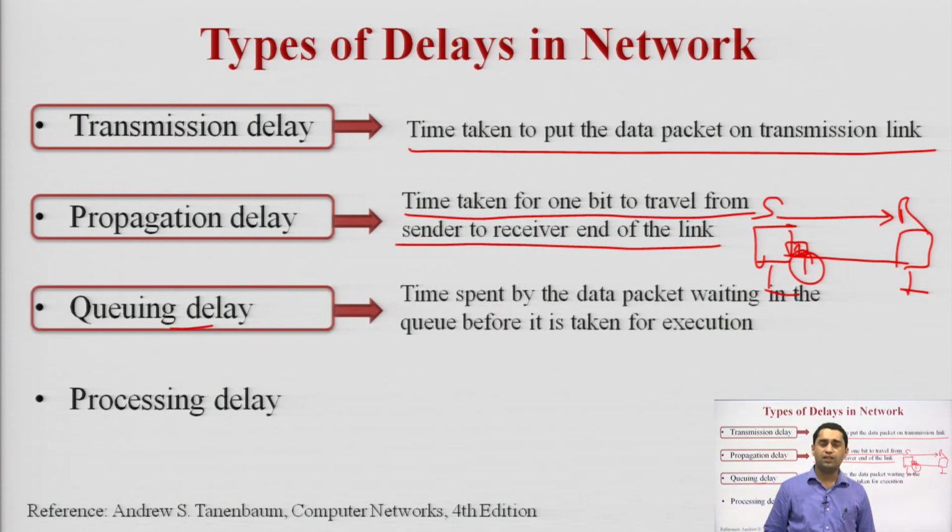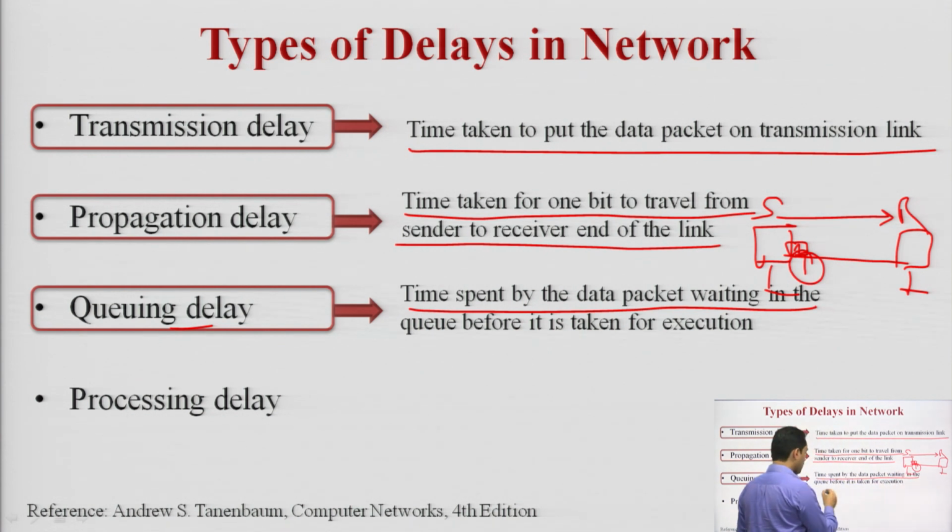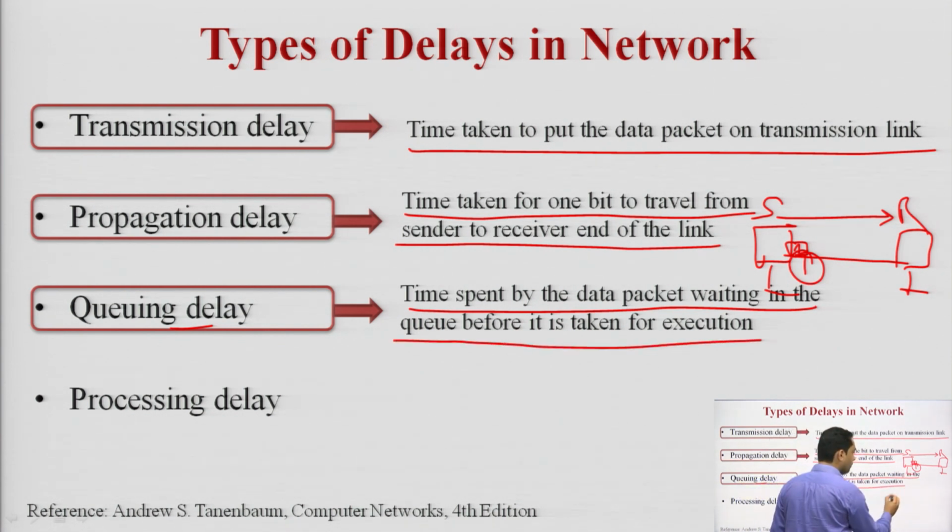Next important thing is the queuing delay. As I said, there might be so many senders sending data to a particular receiver end. In this case, the receiver may be unable to receive the packets in bulk. So, a buffer is required to line up all the incoming packets. This type of functionality takes some time to organize these packets. The time spent by the data packet waiting in the queue before it is taken for execution by the receiver node is known as the queuing delay.